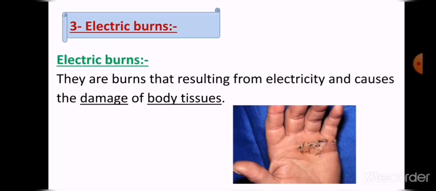The last type of the direct injuries is the electric burns. The electric burns are the burns that result from electricity and also cause damage to the body tissue. Don't forget it. The burns that result from electricity and cause damage to the body tissue are electric burns.